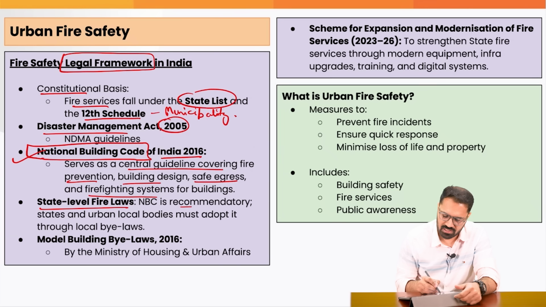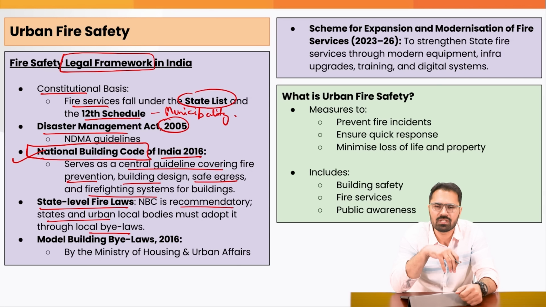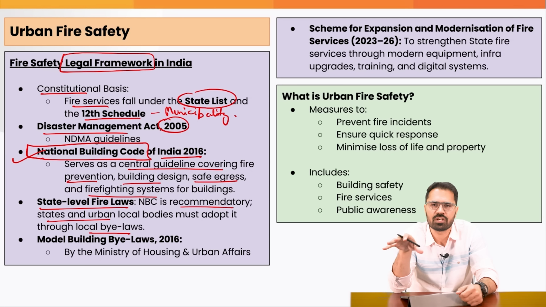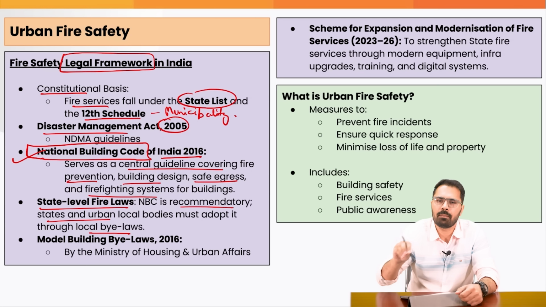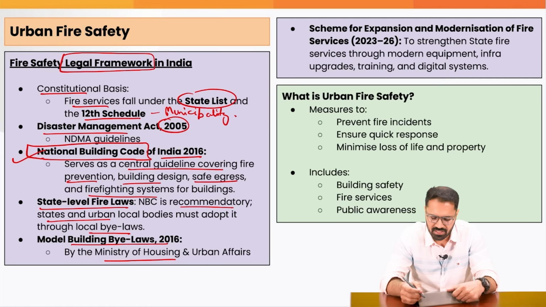NBC, National Building Code, is recommendatory. Then your state and urban local bodies must adopt their own local bylaws to enforce the National Building Code. So basically, because it is a state subject, it is also part of the 12th Schedule. All the laws have to be made largely by the state government and the local authority. The central government can only provide you with the model laws or guidelines, that you look at these guidelines and make your own. Then you have the Model Building Bylaws 2016 by the Ministry of Housing. Again, they are similar to the National Building Code.